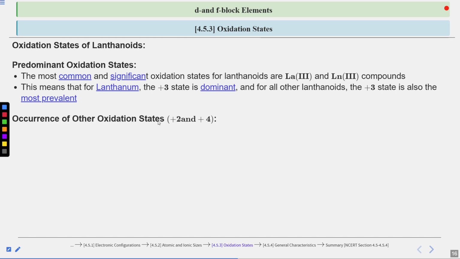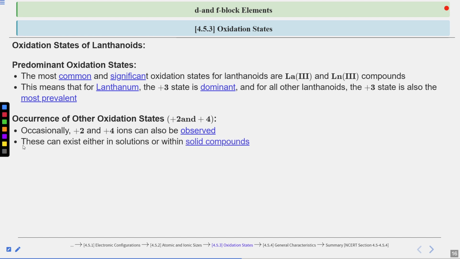The occurrence of other oxidation states. So if you see the other oxidation states we have observed in the graph, for some there is plus 2 and for some plus 4, depending upon their stability. So occasionally plus 2 and plus 4 ions can also be observed. These can exist either in solution or within solid compounds.